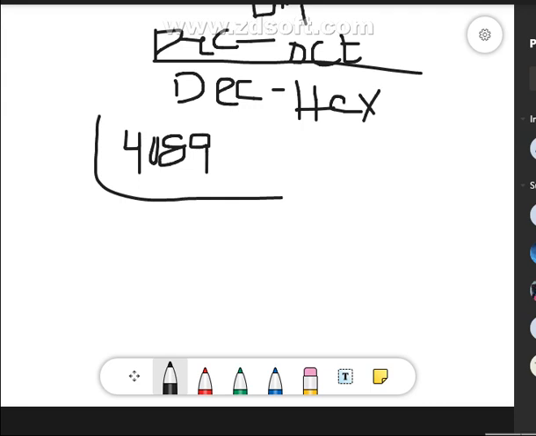We have to divide it by 8. Why? Because we are converting it into octal.